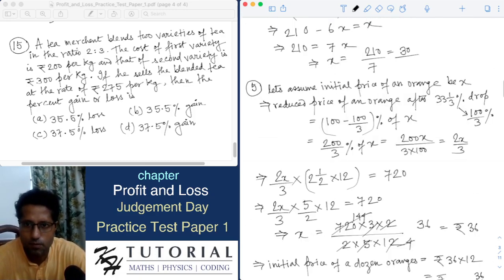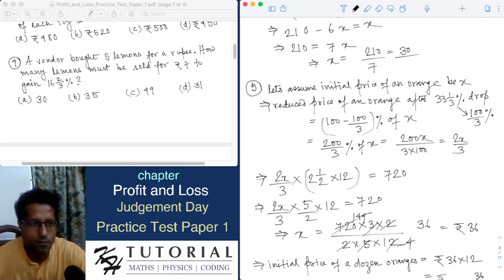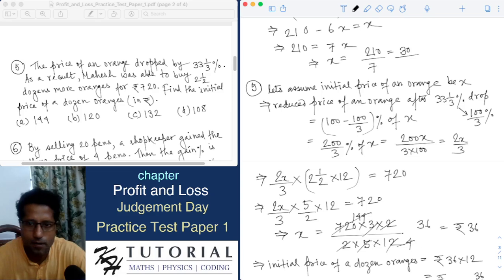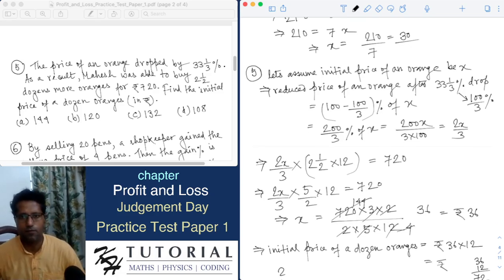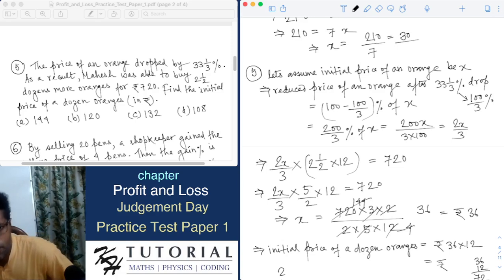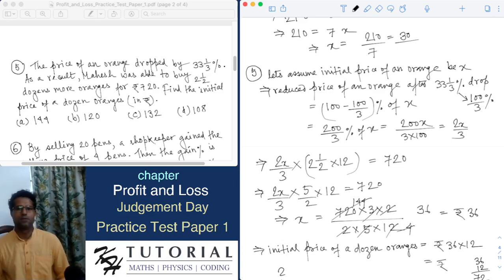Okay, this was the problem. Question number 5. It says, let's see once again, the price of an orange dropped by 33 and 1 by 3 percent. As a result, Mahesh was able to buy... So find the initial price of a dozen oranges.